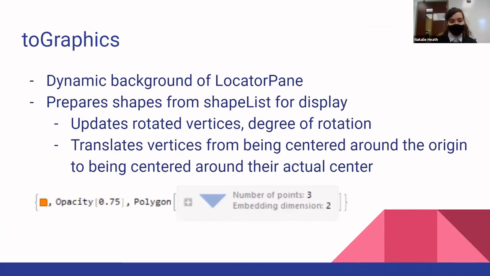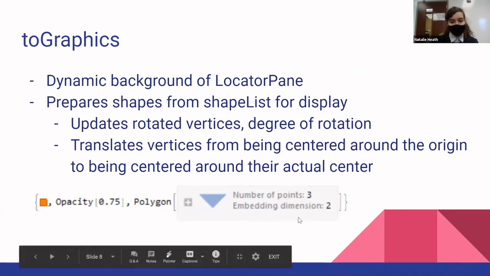So in order to get the actual shapes from that shape info that Rachel just talked about, like the vertices, the center, and the angle of rotation, we used a function we named toGraphics. This is located in the background portion of the locator pane, and since it's updated dynamically, it allows us to update the centers of the shapes as we move them around the screen. It also updates the vertices so that they're rotated properly based on whatever the current angle of rotation is. And it translates them from being centered around the origin to being centered around their actual center on the locator pane. This also preps the shape for its actual display, taking it from just a bunch of numbers to the actual triangles and other shapes you saw.